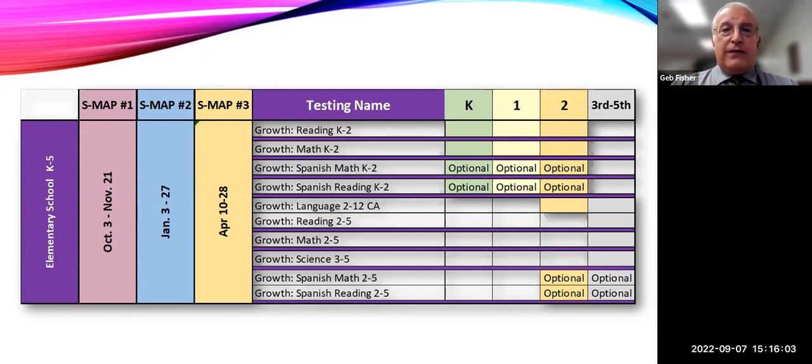You'll notice a reading 2-5 test, a math 2-5, and then science begins being tested at grade 3. As a district, as a public district in California, science will become part of the California dashboard in 2024, which means as much as we are accountable for English and math, we'll also be accountable for science in the very, very near future. So it's time for us to integrate that into our overall teaching and our overall assessment so we can see where we're at and help support that process as well.